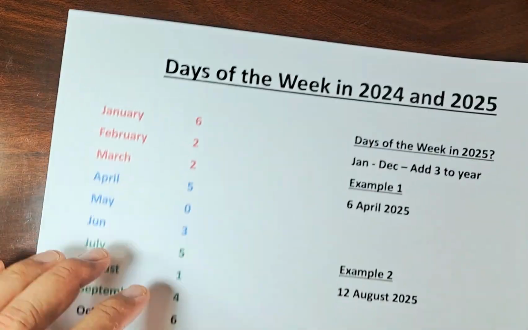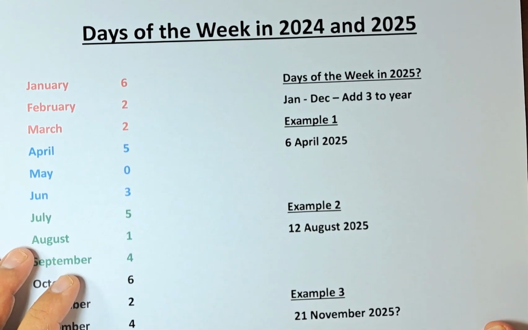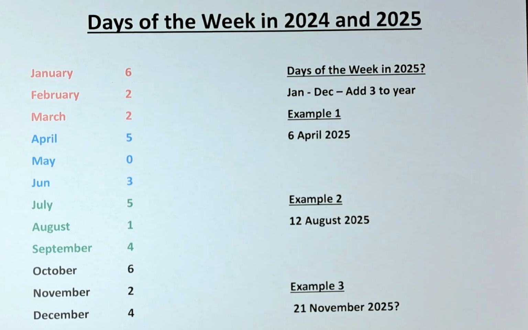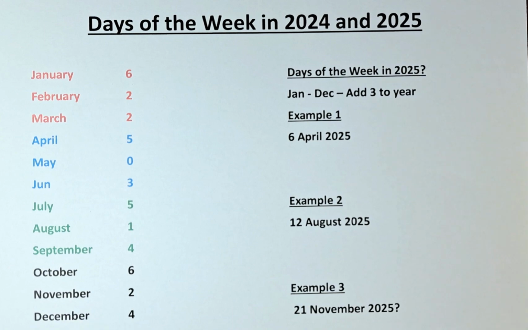Okay, we shall do 2025. 2025 is a bit easier because it's not a leap year. For the year, we are just going to add 3 for 2025. For 2026, most likely you're going to add 4, but we don't worry about 2026 at the moment.